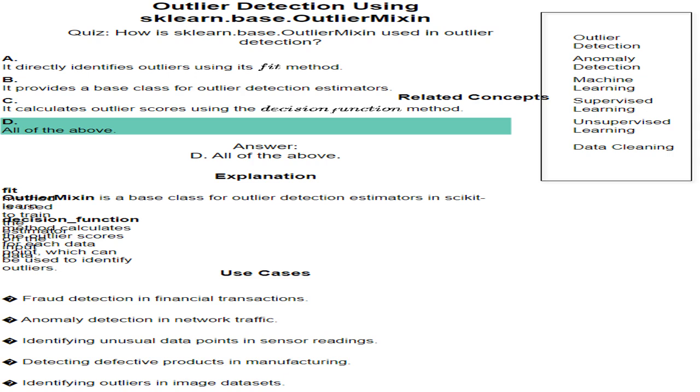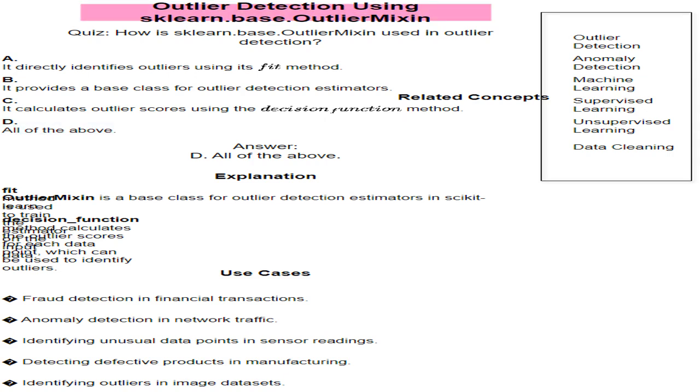Instead, it provides a base class for estimators that can be trained to detect outliers. The fit method trains the model, and then a decision function is needed to identify outliers. Outlier mixin, true. This statement is correct. Outlier mixin serves as a base class for outlier detection estimators in scikit-learn. It defines common functionalities for outlier detection models.